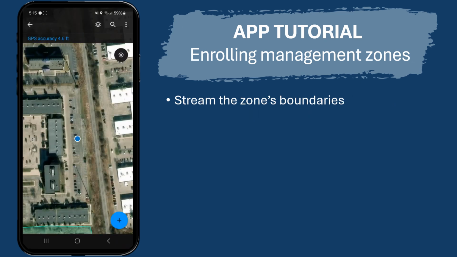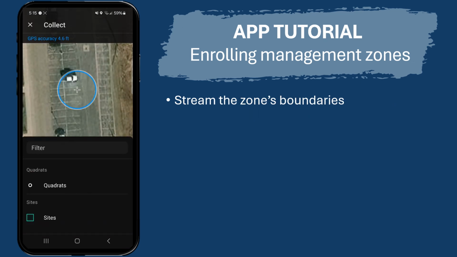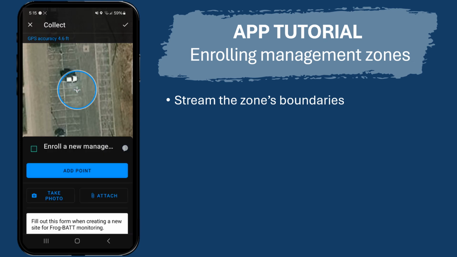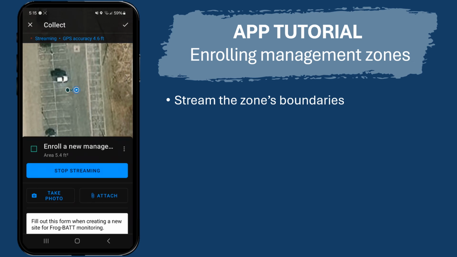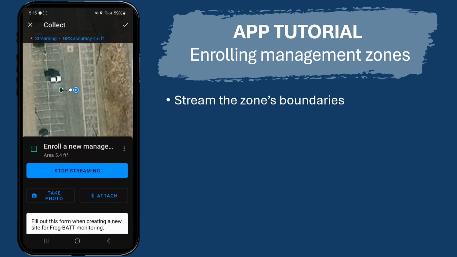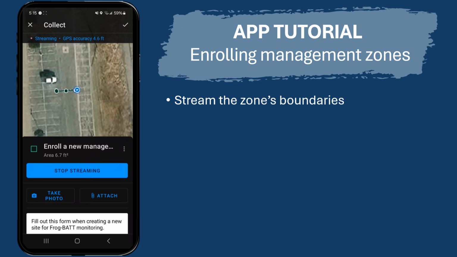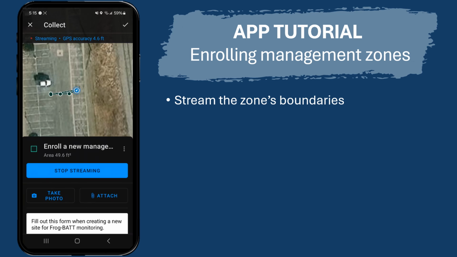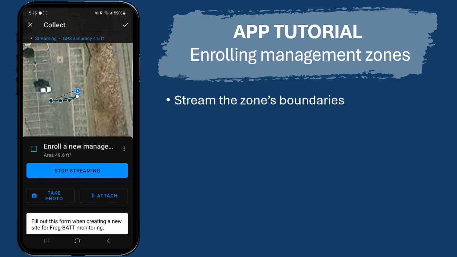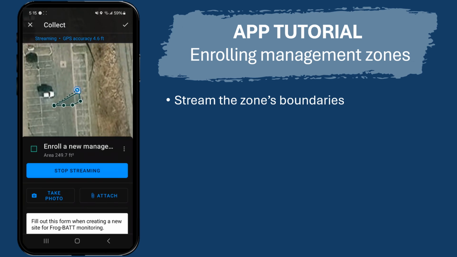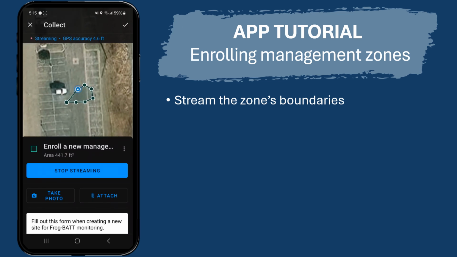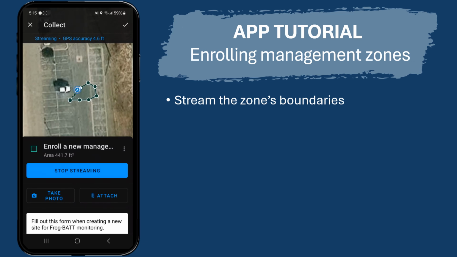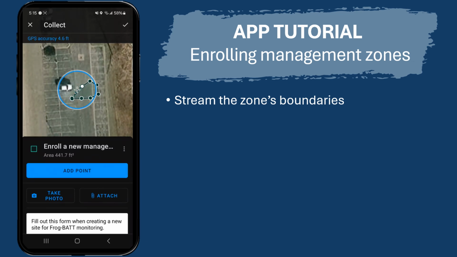Okay, we want to make sure that our GPS accuracy is very high, and then we will enroll a new site, start streaming, and then we will walk around where we want our management zone to be. So you can see that as we walk, it is laying down points. You can then edit those points later if you would like, if they appear in a weird spot. And we just keep walking around until we get the boundary that we want. And then we press stop streaming. And there you have it.